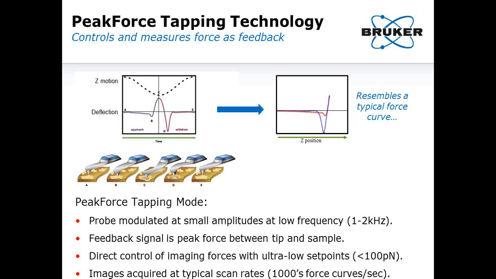Additionally, force volume and single force ramps are typically performed at frequencies of about 1 to 10 hertz, requiring significant amounts of time to acquire data. Because PeakForce tapping operates at higher frequencies, we are essentially performing thousands of curves per second. This allows PeakForce tapping images to be acquired at traditional imaging scan rates and at high pixel resolution.